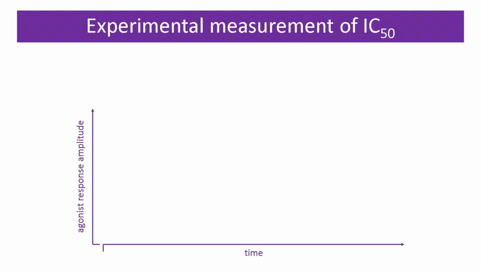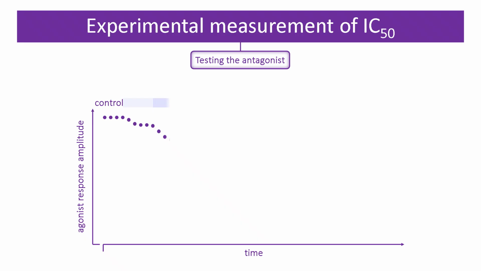We are now ready to introduce the antagonist. This graph shows the amplitude of the agonist response plotted against time, as the same agonist concentration is applied repeatedly at regular intervals. Once a stable control response has been established, the antagonist is added at a low concentration, producing a small reduction in response. As the antagonist concentration is increased stepwise, the response falls further, with each level allowed to stabilize before the next addition.